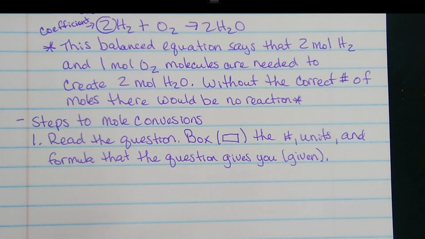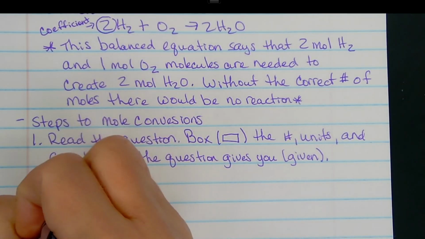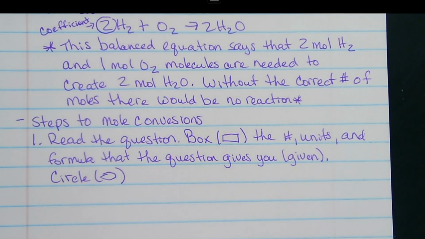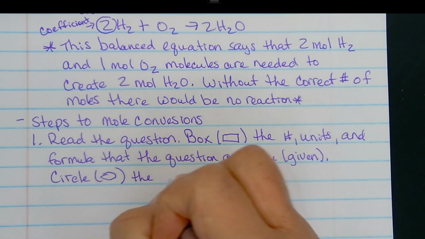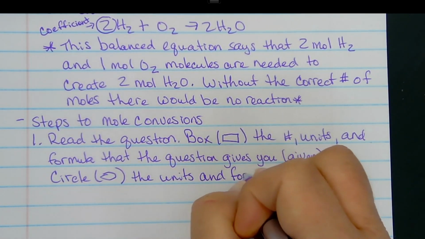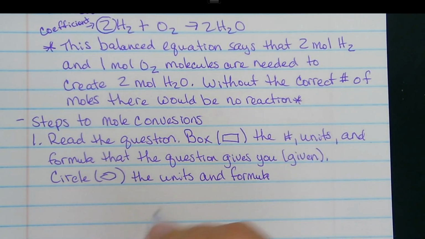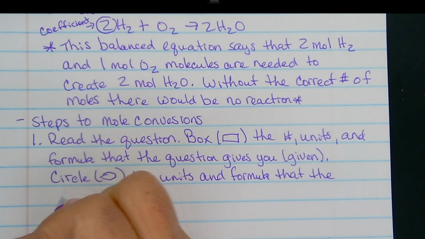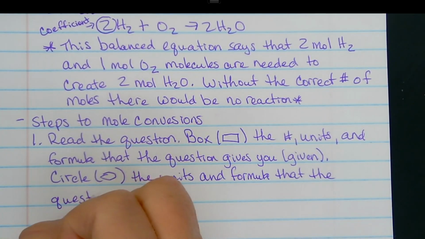The second annotation you're going to add is you're going to circle, okay, the units and formula that the question is asking for.